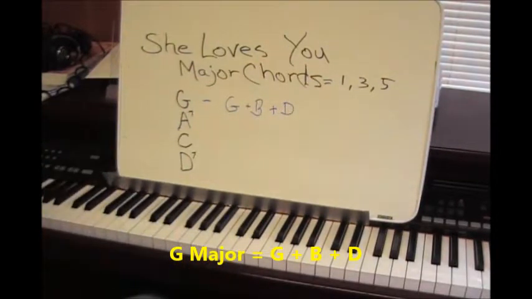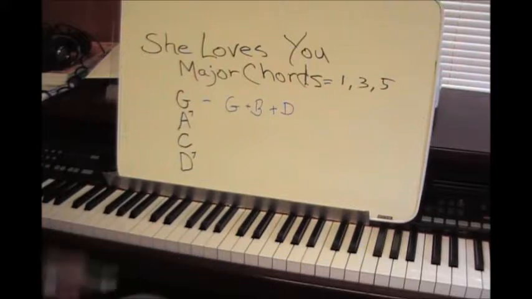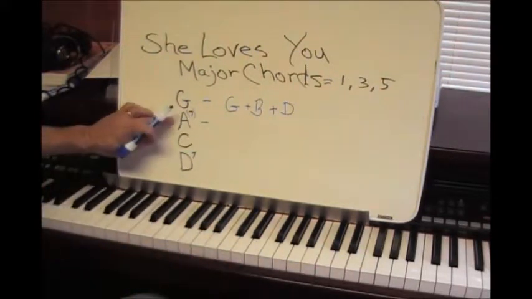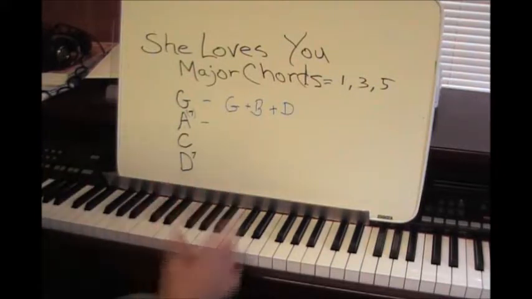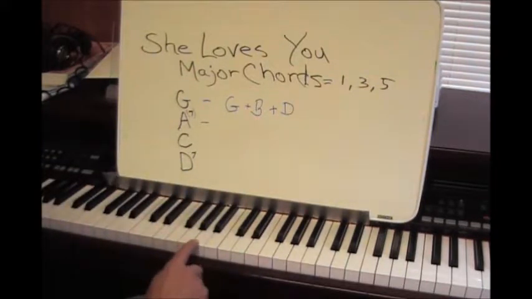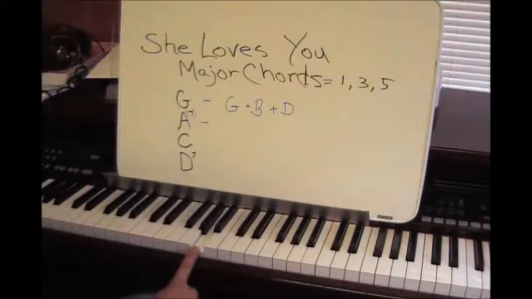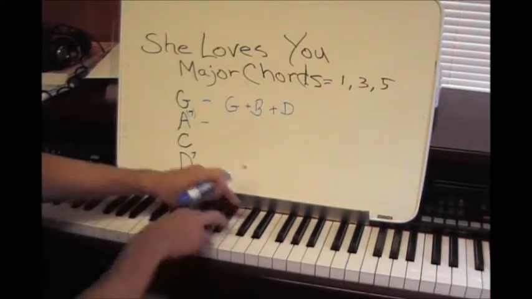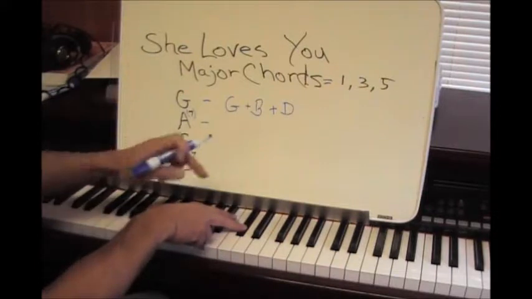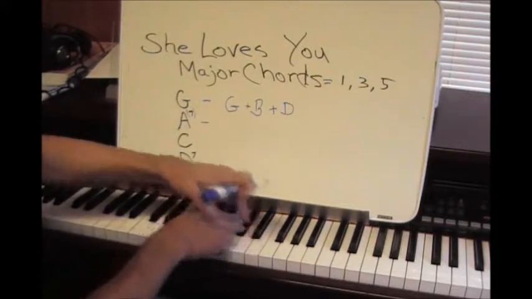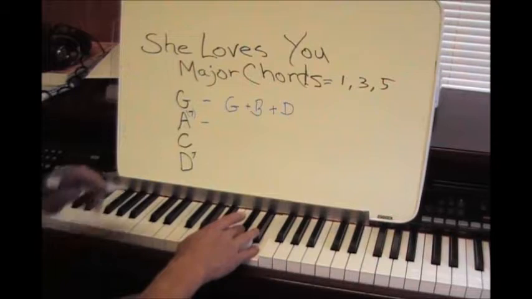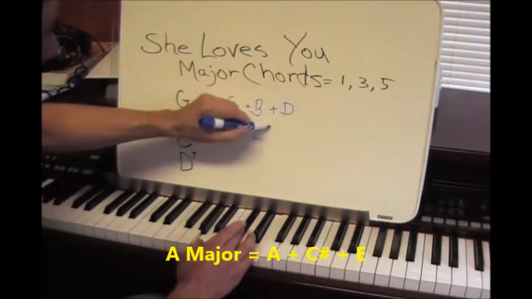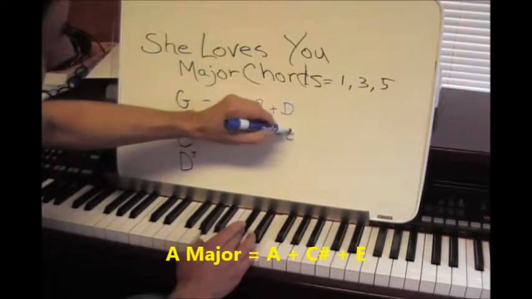Okay, the next one is A7, but we'll ignore the 7 for now. In fact, I'll put that in parentheses to show we're just going to work with the major part of it. Okay, A major. We go to A. There's A. Then we count up 4 semitones. 1, 2, 3, 4. That puts us on C sharp. And then we count up 3. 1, 2, 3. That puts us up to E. So then we write that down. We've got A, C sharp, and E.